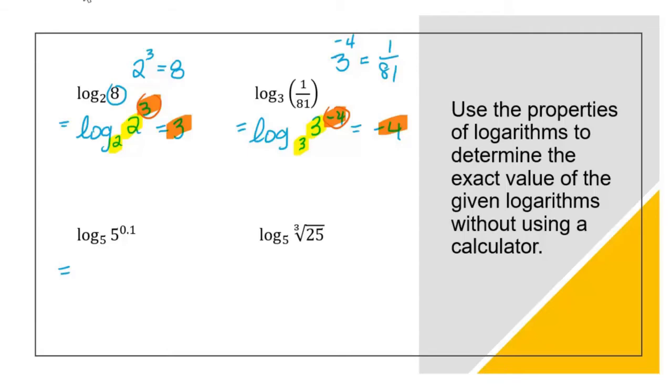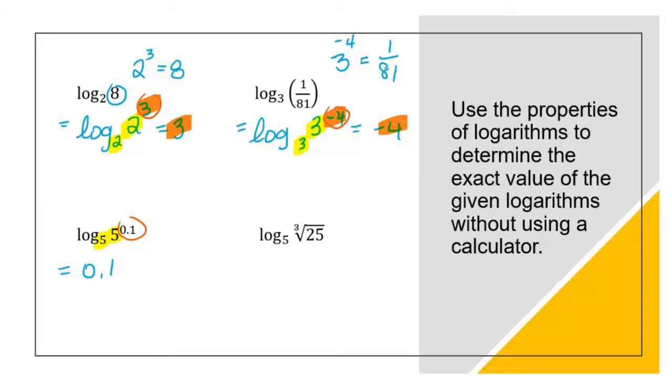We see the trend one more time. We're taking the logarithm of 5 raised to a power, to the base 5. So the answer is just the exponent, or 0.1.